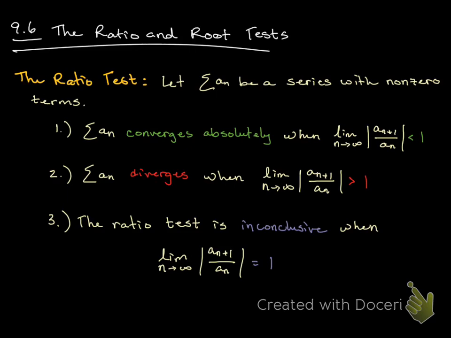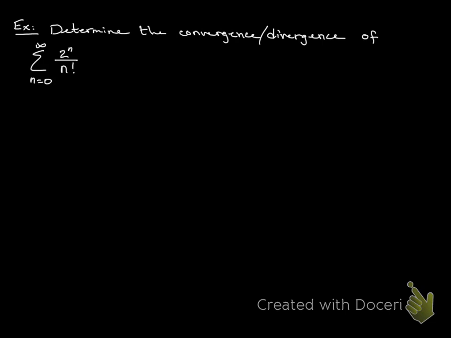But this ratio test will be something that we continue with in the next couple sections. So this example here: determine the convergence or divergence of the series from 0 to infinity of 2 to the n divided by n factorial.